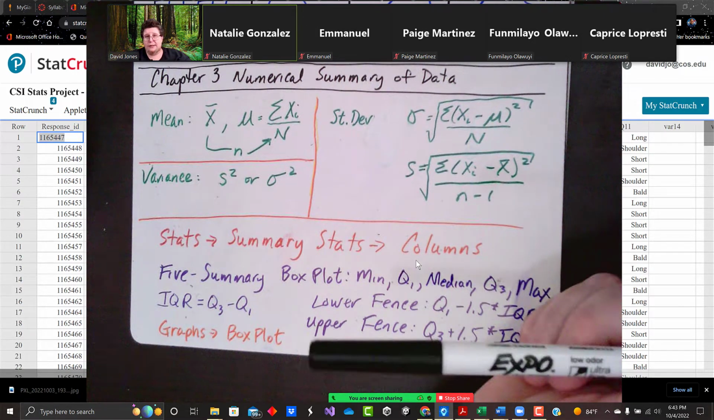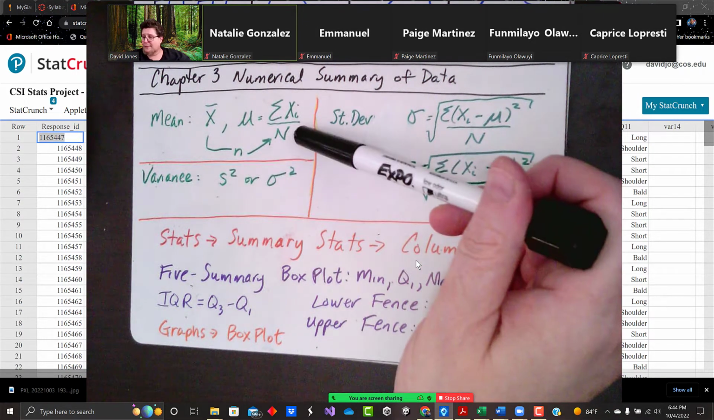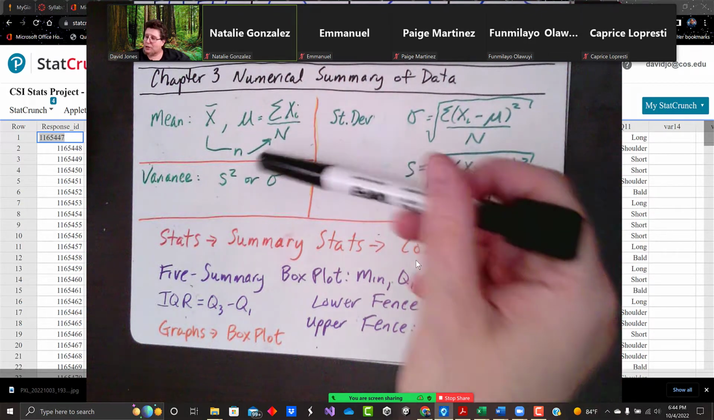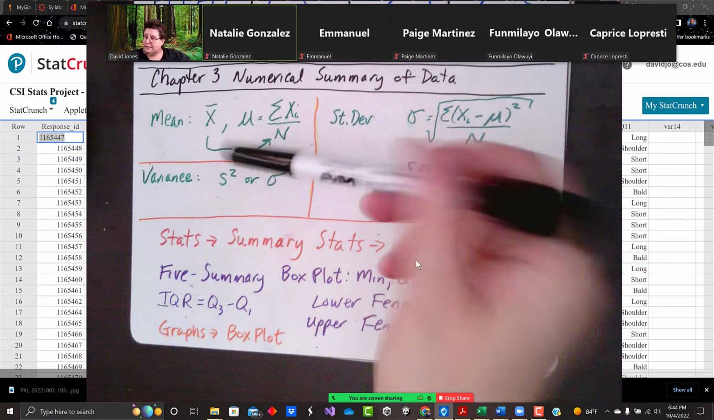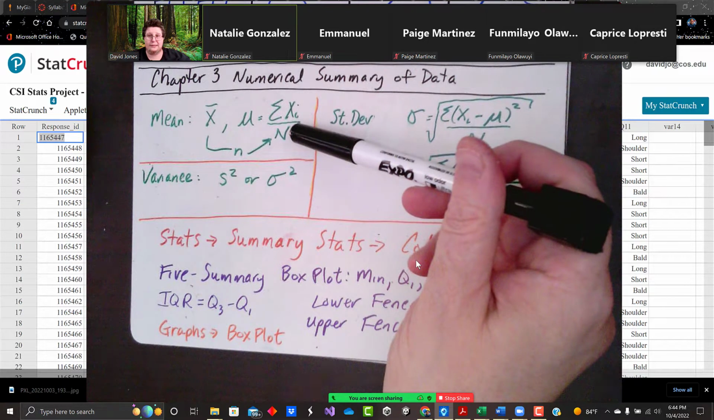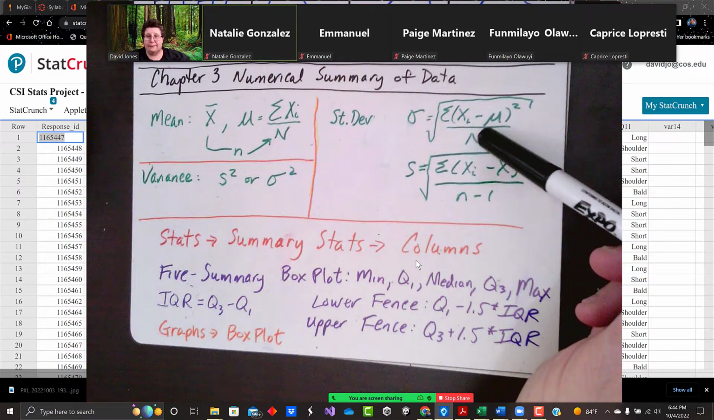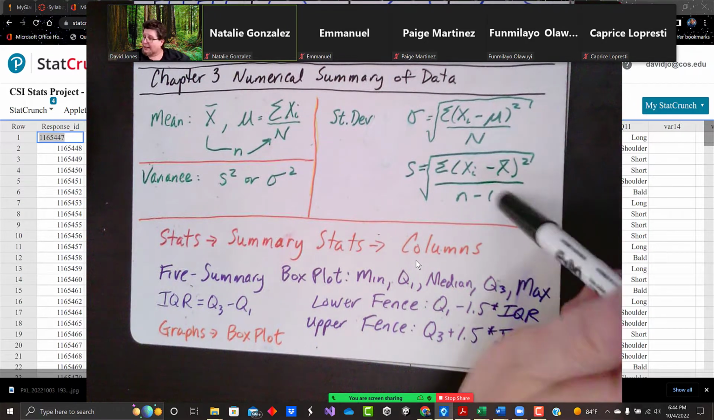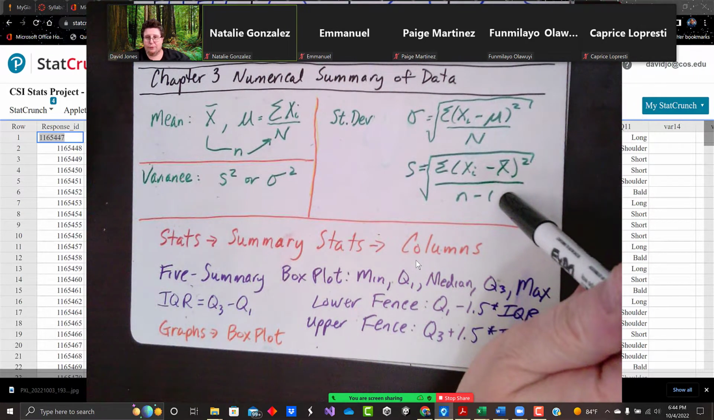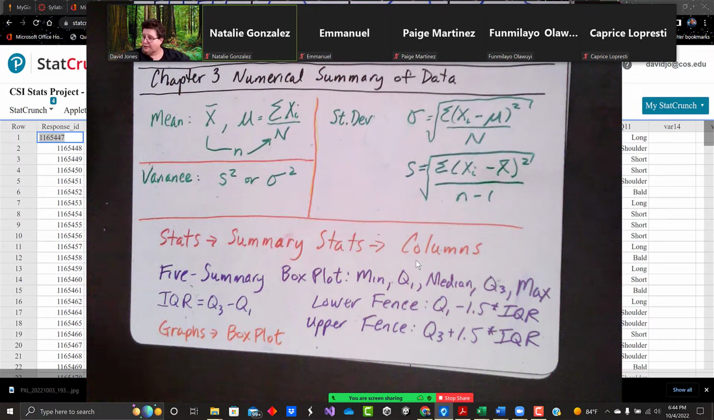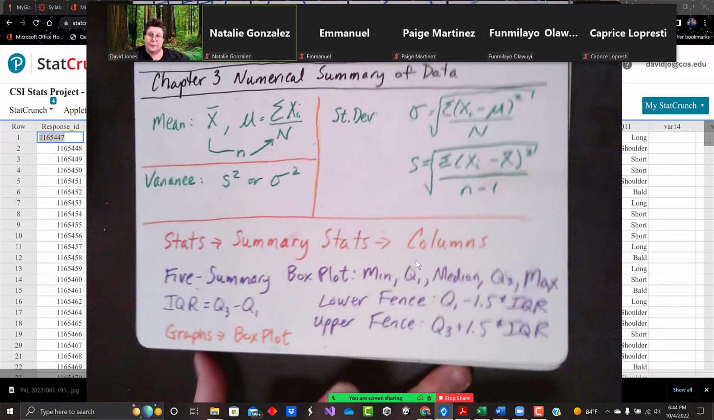The formulas are pretty similar, identical for the mean, other than we use lowercase n for sample size and capital N for population size. That transfers over here as well. We have capital N on the bottom for standard deviation, n minus 1 on the bottom for standard deviation for a sample. We're not going to do any of that by hand though, because we have stats, summary stats, and columns.